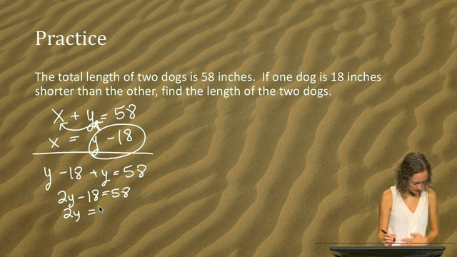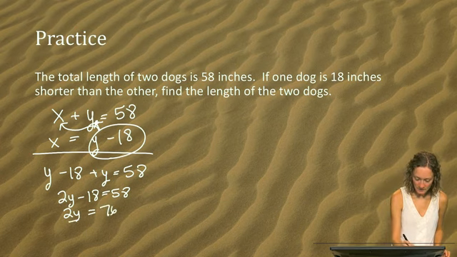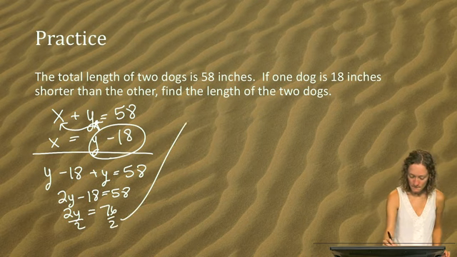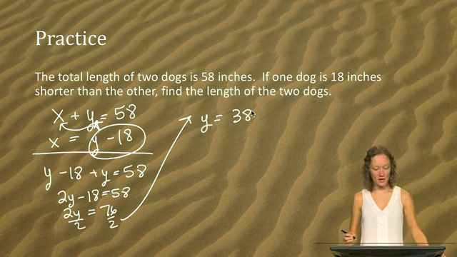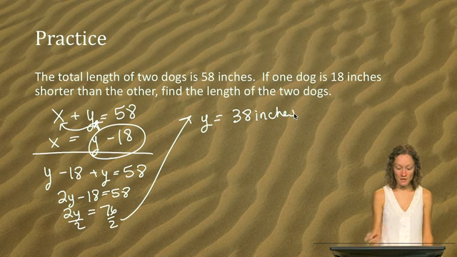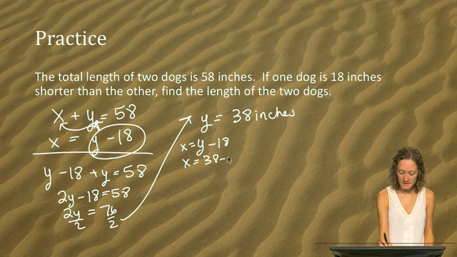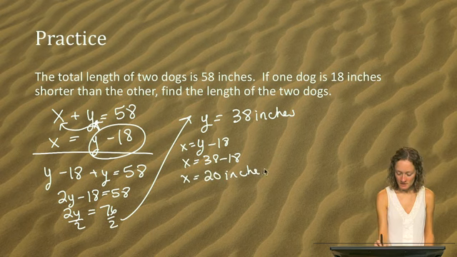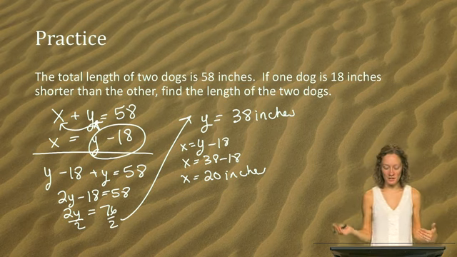Add 18. We get 76. Divide by 2. We get y equals 38. So one of the dogs is 38 inches in length. The other dog, y minus 18 equals x, is 18 inches shorter, which gives us 20 inches. So the length of the two dogs, 20 inches and 38 inches.